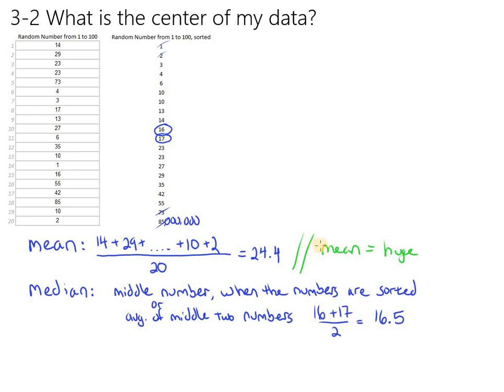So the mean really gets drastically influenced by an outlier. The median, on the other hand, those middle two numbers are still 16 and 17. So the median did not change at all. Still 16.5. So one of the reasons we have both the mean and the median is that the mean is very sensitive to outliers.